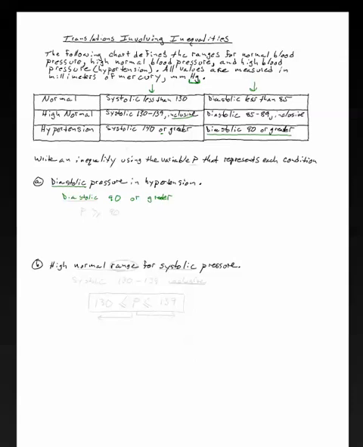Now remember that we're representing the value of the pressure by the letter P. So diastolic we're going to replace with the letter P. And then it says diastolic 90 or greater. So diastolic, which is P, we want to be 90 or greater than 90. So P can be greater than or equal to 90.